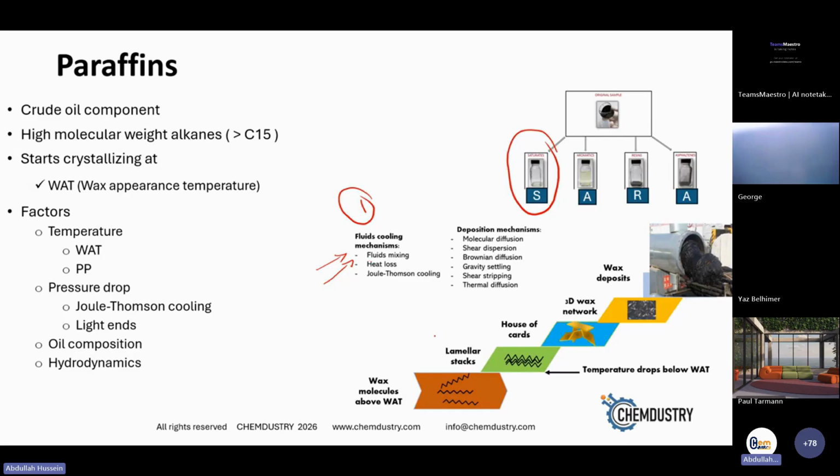When that happens and the temperature falls below the wax appearance temperature, the wax molecules start building up and end up making the gel or the wax network. So this is the second step in here. After that, this wax gel will try to age or harden and get very solid by one or more of these mechanisms in here: molecular diffusion, shear dispersion, Brownian diffusion. Most of the time, molecular diffusion will be the main controlling mechanism.